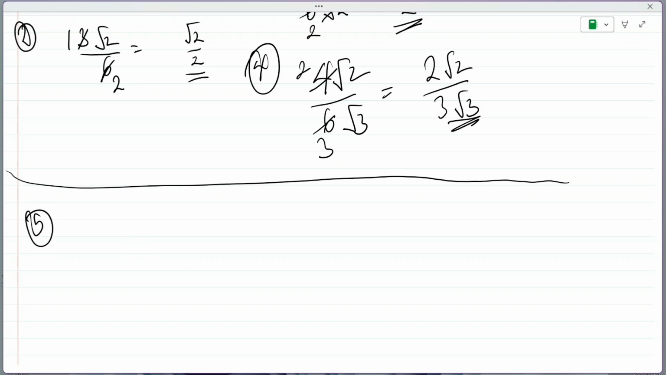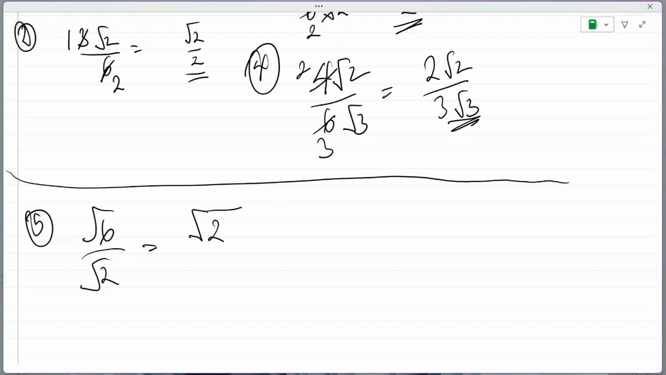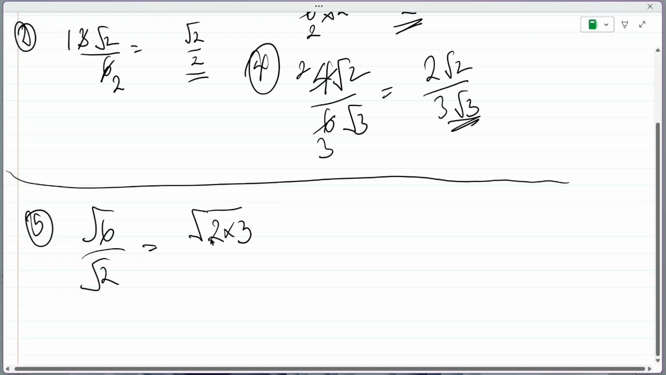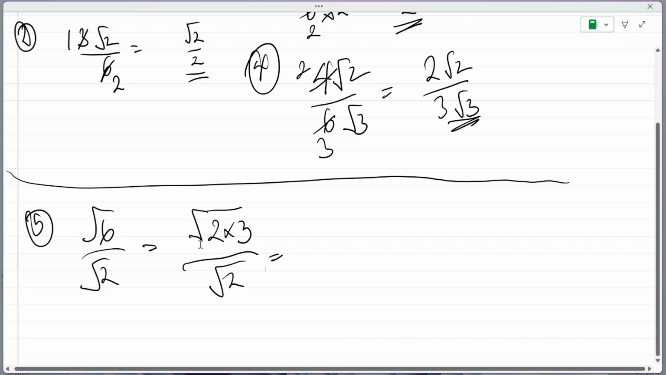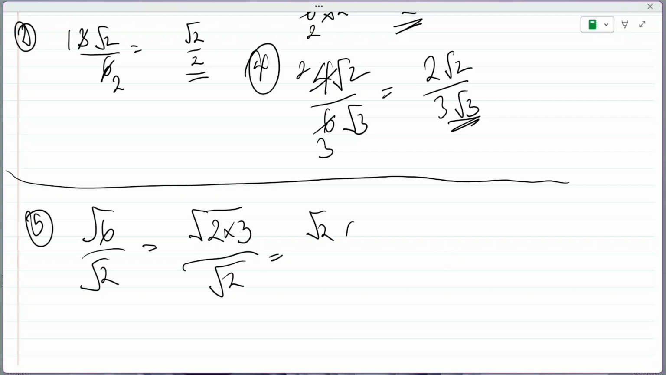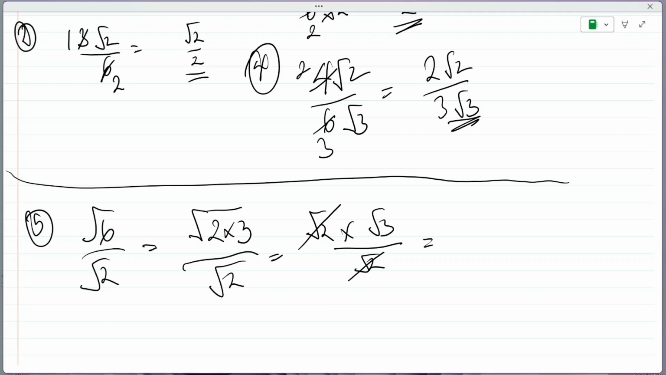Question 5. What if you have root 6 over root 2? This root 6 can be broken into 2 times 3 under the square root, over root 2. Once they are linked by times, you can give them their separate square roots at the numerator. You have square root of 2 times square root of 3 over square root of 2. Square root of 2 cancels square root of 2. You'll be left with root 3 as your final answer.